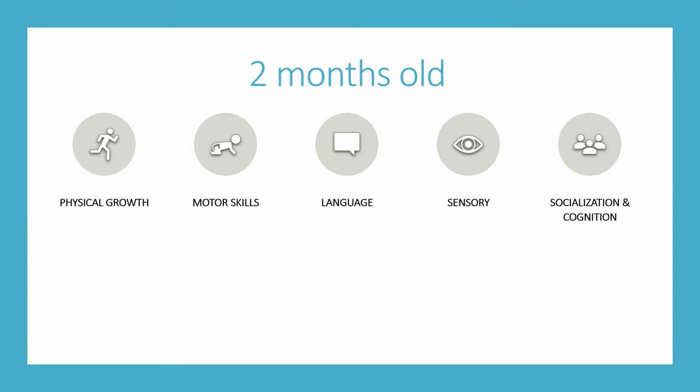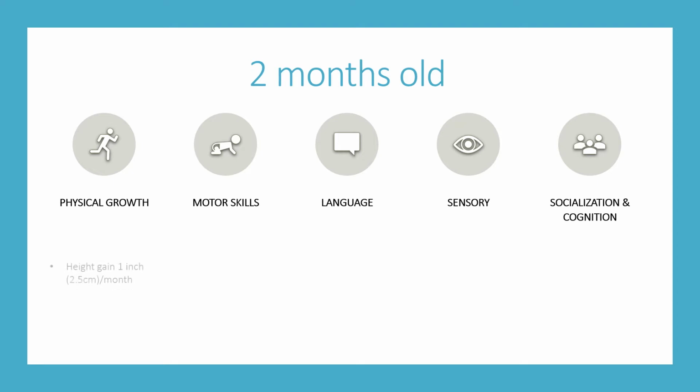When talking about the infant age group, this is from birth to 12 months of age. So this first year in the child's life, there's lots and lots and lots of growth happening in this stage of the child's life. So starting at 2 months old, this is where our first growth and development milestones will be happening.